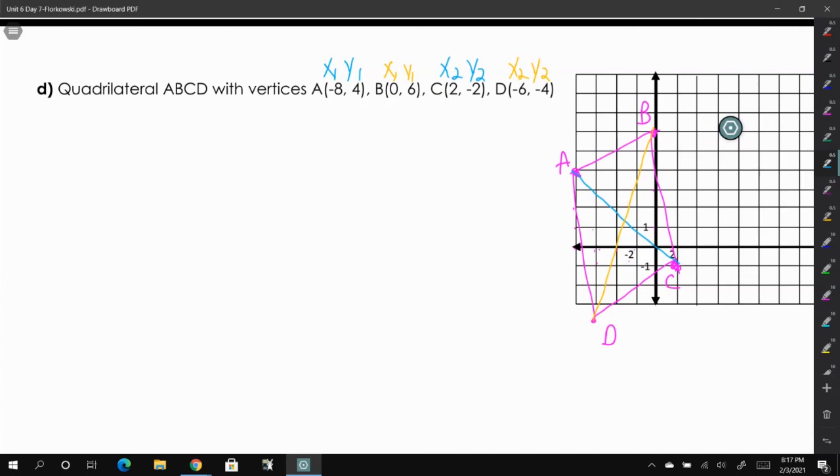So go ahead, pause the video, and at the very least, find the slope, the distance, and the midpoint of AC and BD. That should be something you know how to do. And even if you can't classify it, having that is going to get you really close to being able to classify it. So pause the video and find those calculations.